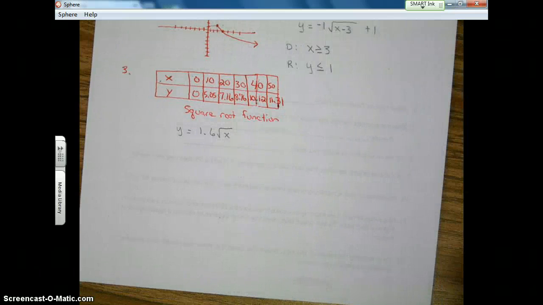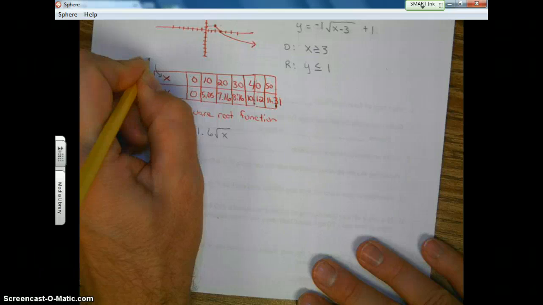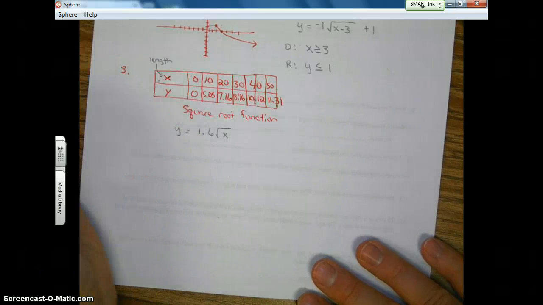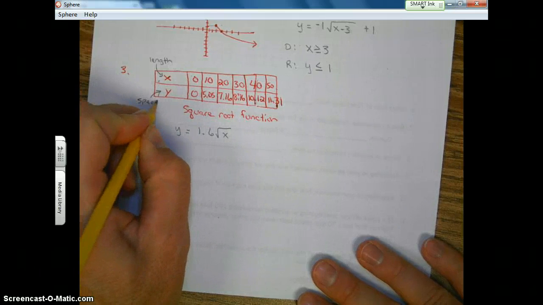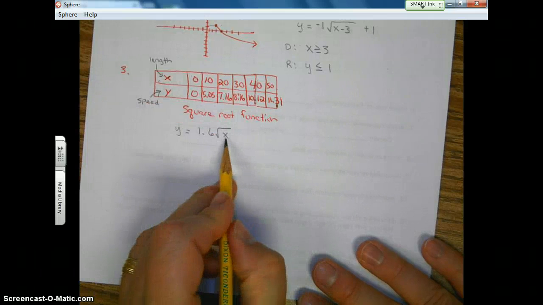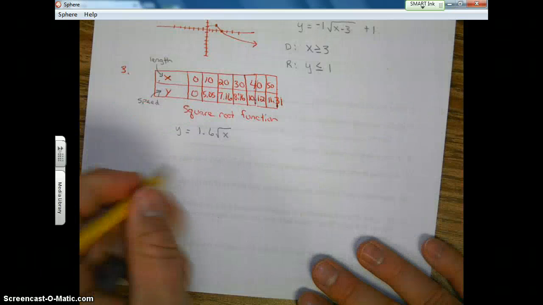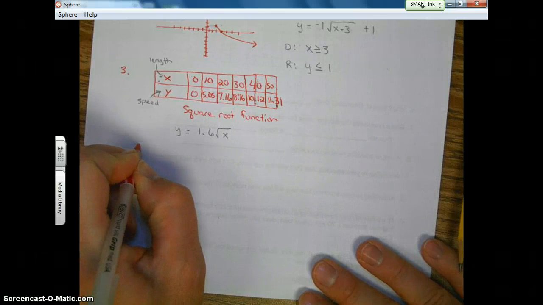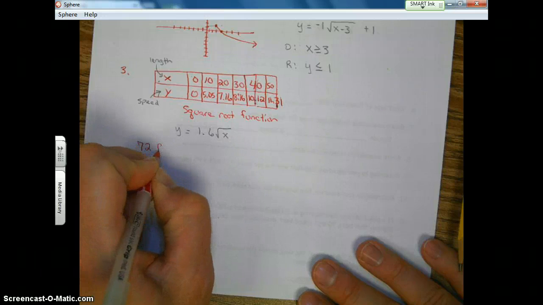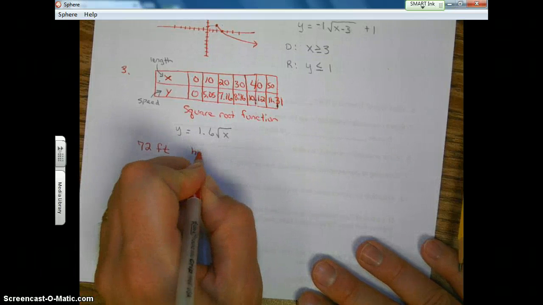Okay? So now in the problem that we just did, remember that x represented the length of the skid mark and y represented the speed of the vehicle. So in context, we have to know that this is the length of the skid mark. This represents the speed. Okay? So if we have a problem where we know that the skid mark was, say, 72 feet, okay? We know the skid mark was 72 feet. How fast was he driving?